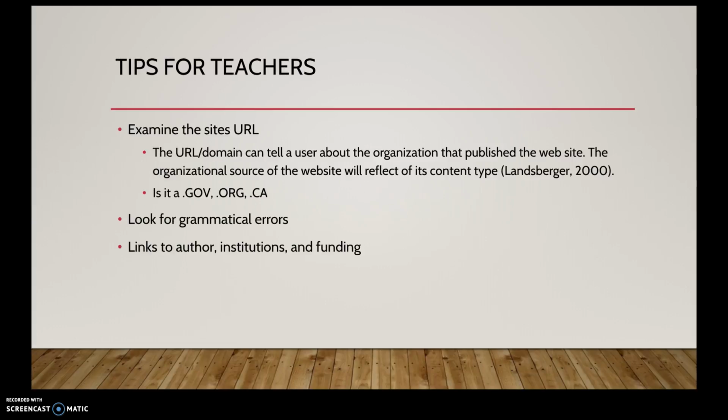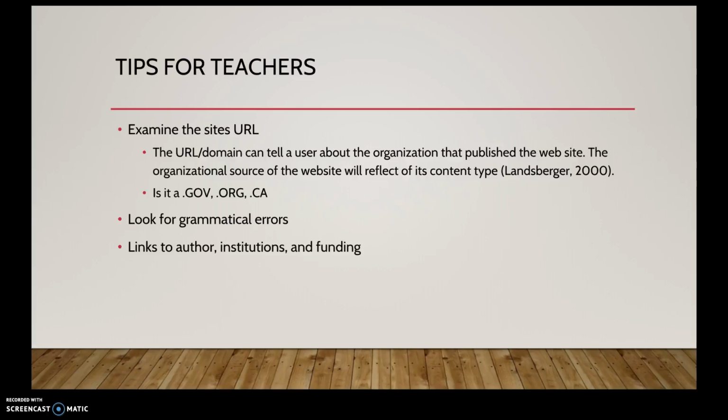So some tips that we can use when we examine sites. Well, the first one, the major one, is looking at the URL. The domain can actually tell a user a lot about the organization that published the website. So something we want to look at is, is it a .gov? Is it a .org? Is it something like a state website, like a .ca?